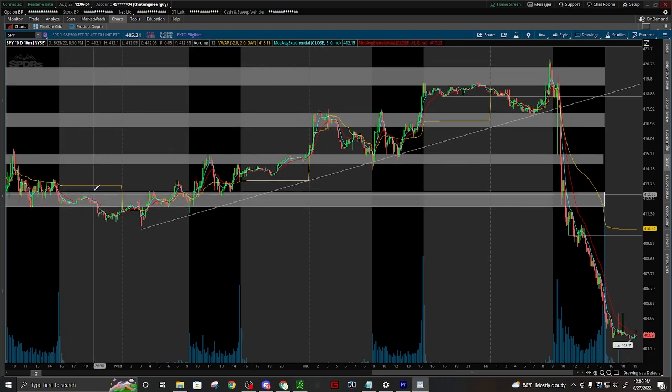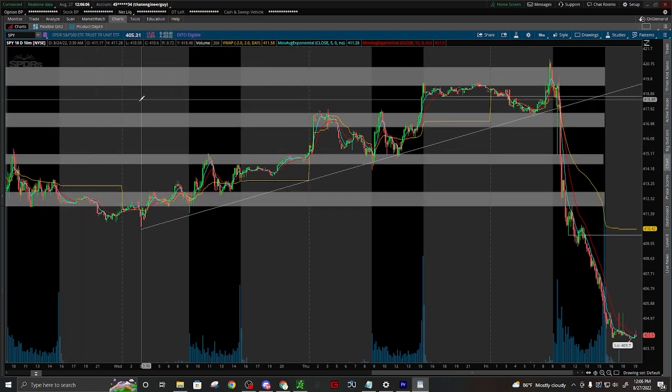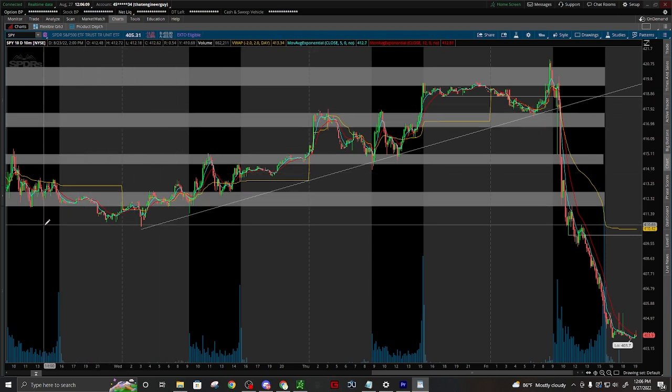We're not going to talk about scaling or position sizing or anything like that. I assume that you already have a strategy for that.